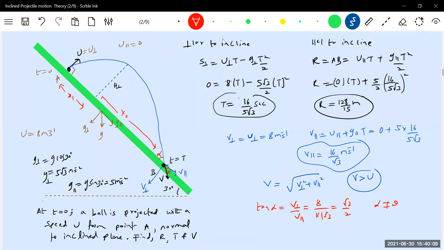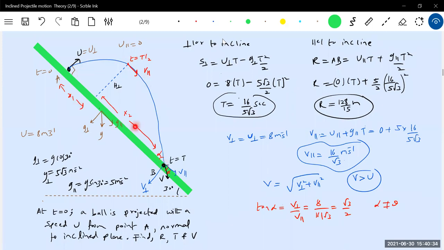Some important analysis here. After what time will it be here? At half of the time of flight, and we indicate this velocity as VH. At t equals 0, it was projected. After some time, half of the time of flight, it will be here. Then at time capital T, the time of flight, it strikes here.